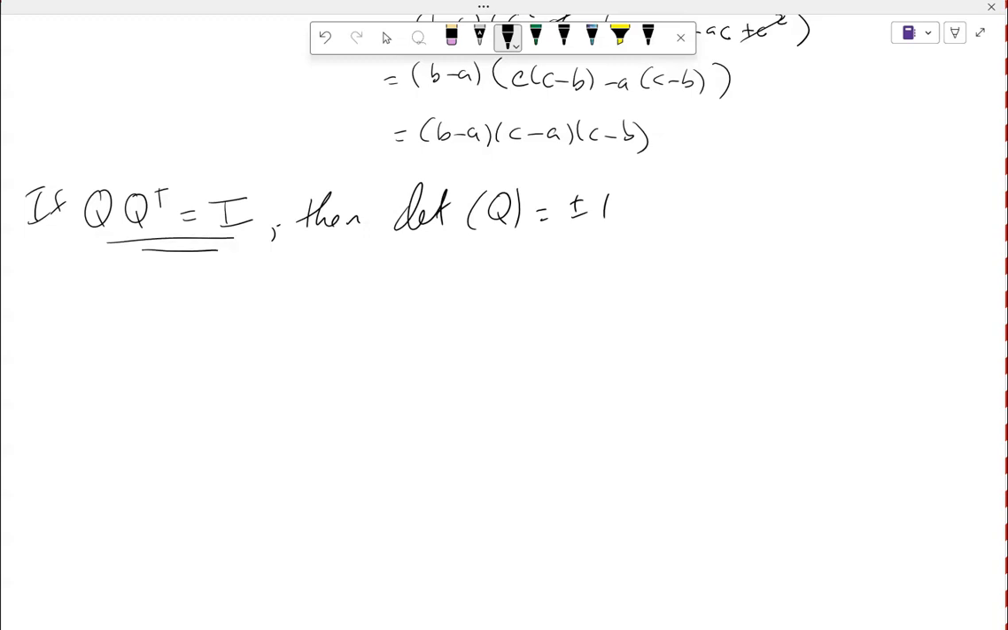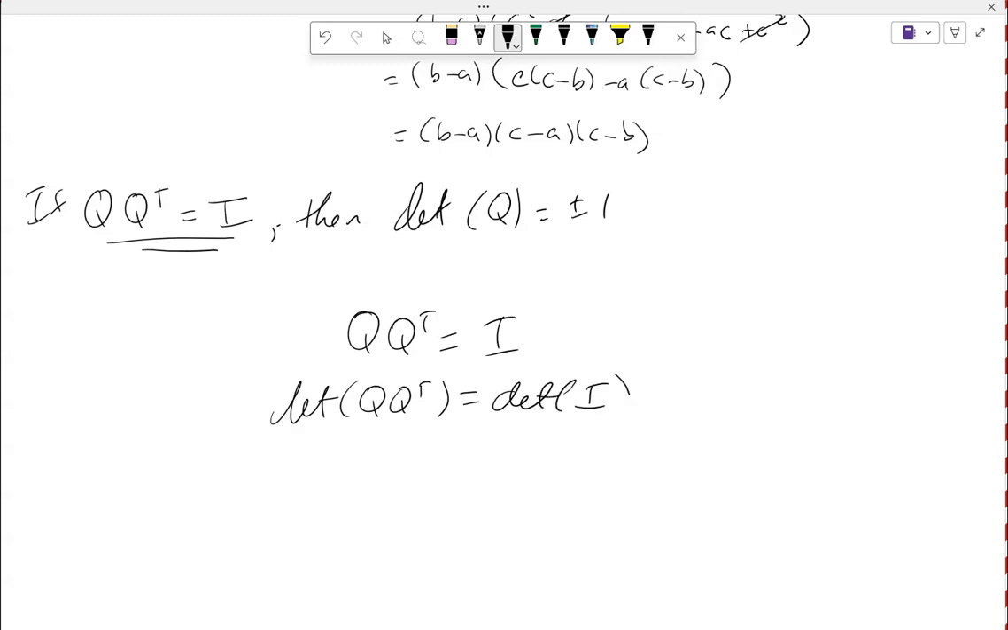So again, this is what you're given. So we're going to start here. What do you think you should do to both sides of the equation? Take the determinant. I'm trying to prove something about the determinant. I better take the determinant somewhere, right? So if I start with this equation and take the determinant of both sides, I get determinant of Q times Q transpose is equal to the determinant of the identity matrix. What is the determinant of the identity matrix equal to? 1? Yep.